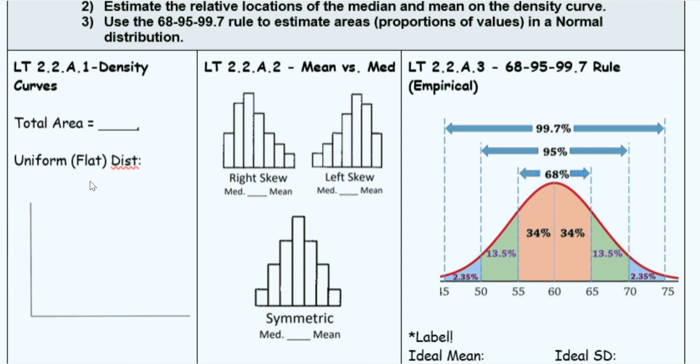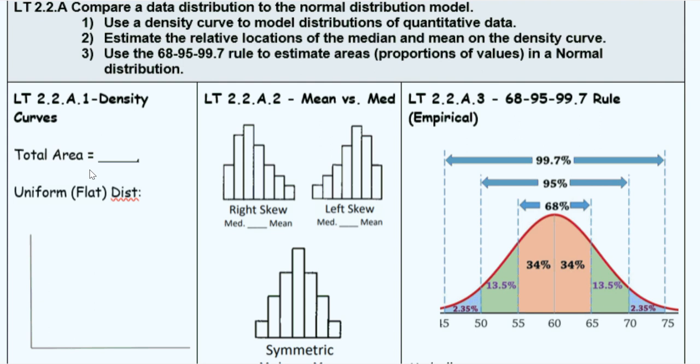We are going to be talking about 2.2A and some quick notes that you should probably have down regarding this section. Some key things in here: we're talking about density curves, estimating locations of the mean and median in a density curve, and finally using the empirical rule, which is the 68, 95, 99.7 rule, to estimate proportional values of a normal distribution.